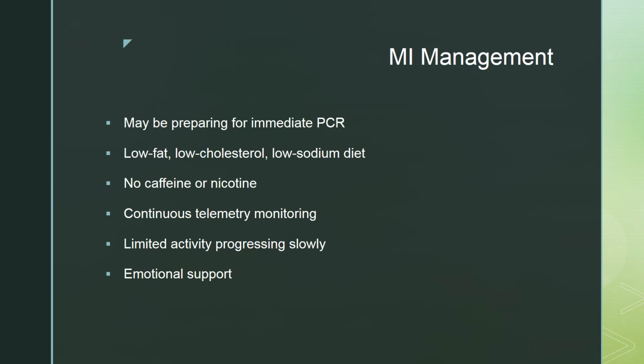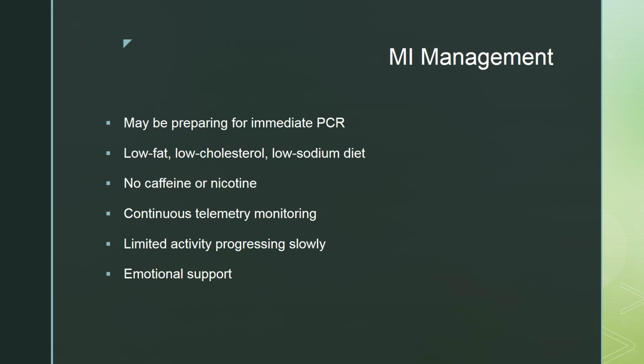Okay, now we're on this slide. MI management. Let's see, maybe preparing for immediate PCI. The goal is to get them into the cath lab within 60 minutes, and really, it would be great if we can get them in within 30 minutes. Cath lab and staff have to be within 30 minutes of the hospital.